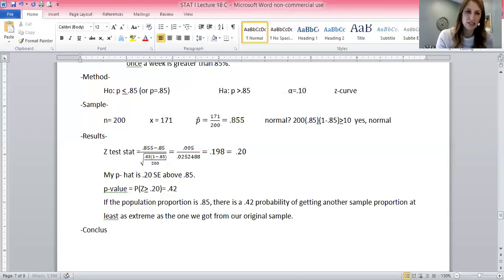My conclusion step is short. So is 0.42 less than or equal to 0.10? No. We cannot reject the null hypothesis, okay? So now I'm going to go on to my conclusion statement at the 10% level of significance.